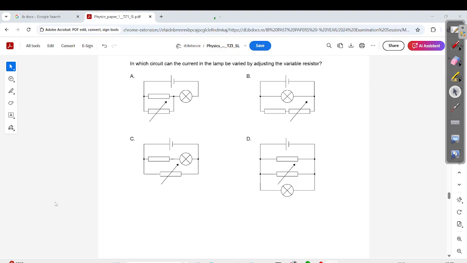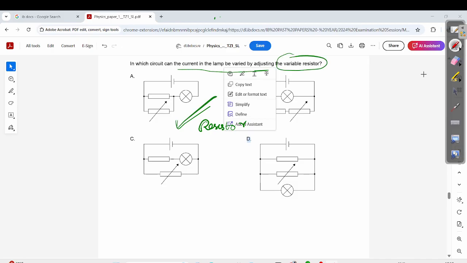Then it's very clear which of them is connected in series. A, right? So this will be the answer. Resistors should be connected in series with the lamp to change the current by changing the variable resistor. So I guess that is clear for you. Moving on.